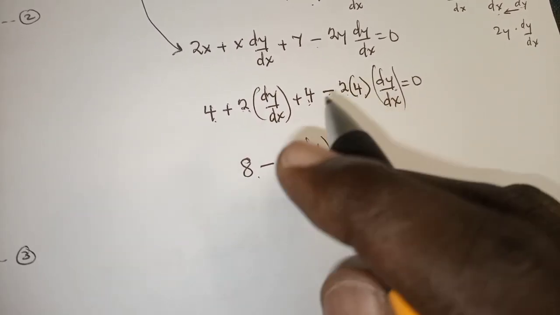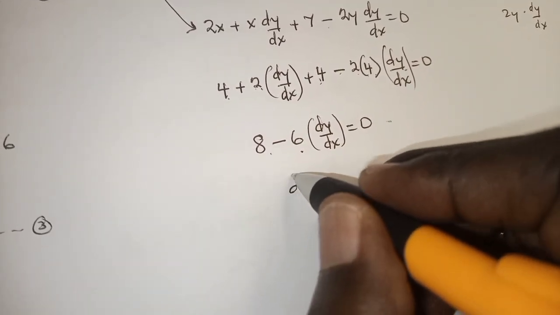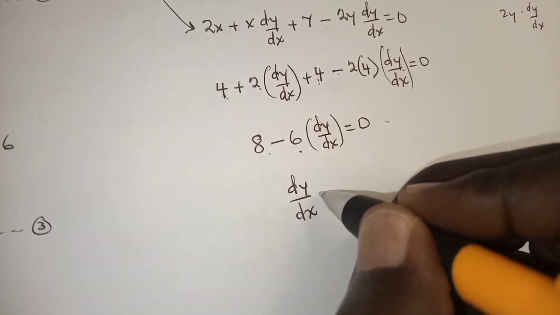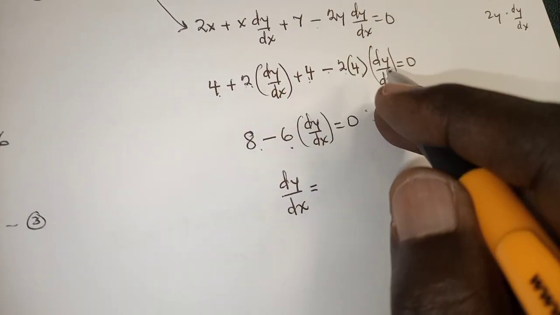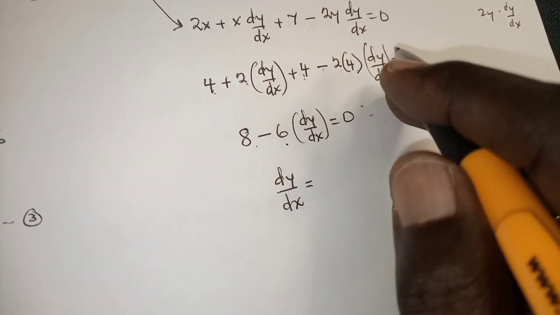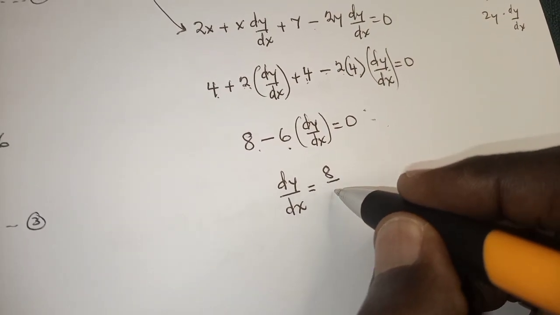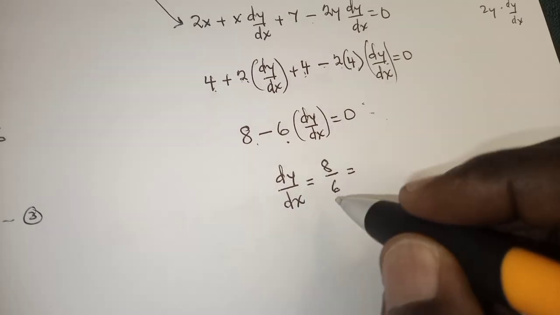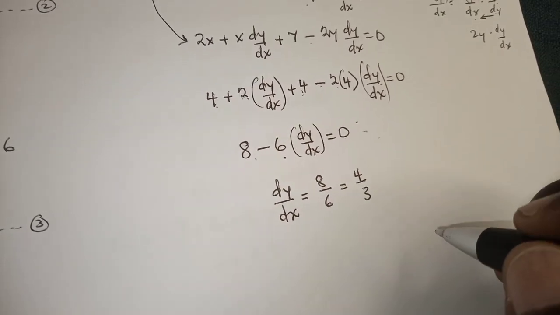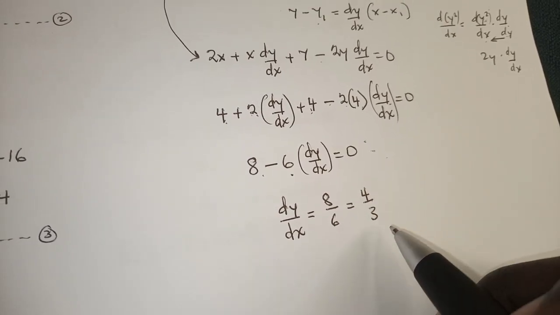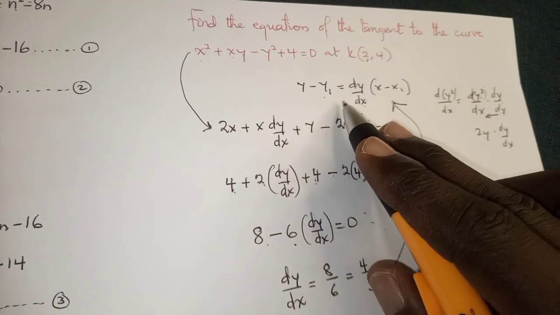Bring like terms together. So try to separate the terms. This goes there. So you're having dy on dx equals, so here you take the inverse, so you get positive 6 dy on dx equals 8. Divide through by 6, so you'll be getting 8 on 6. It can be broken down, so you have 4 on 3. So that will be the gradient.